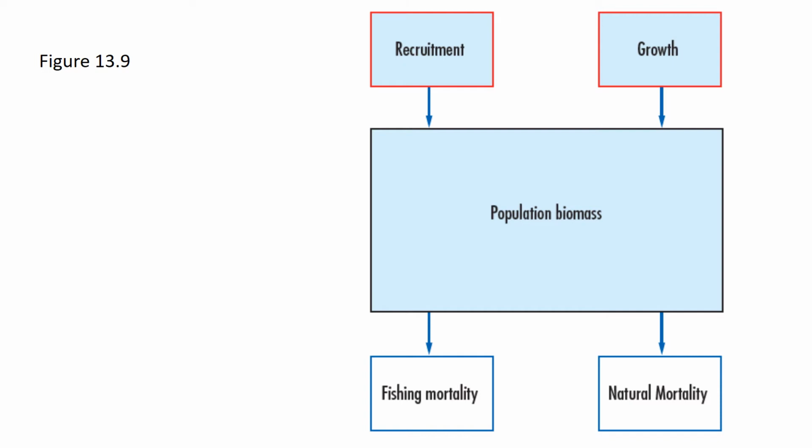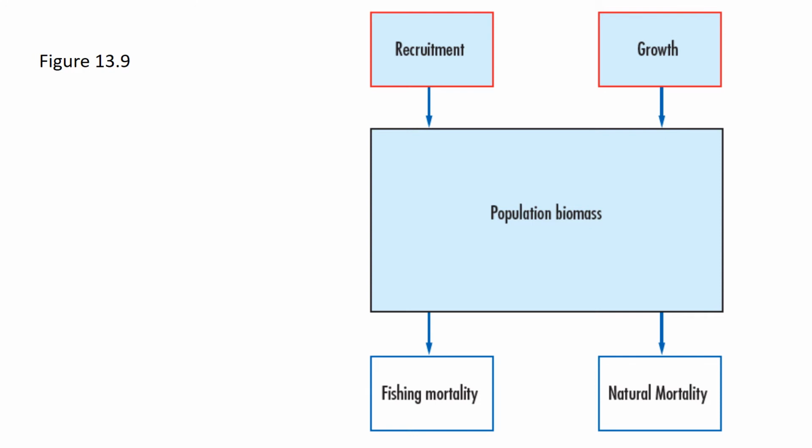So in any one year, the number of recruits to the fishery are one of the factors that will determine an increase in population biomass. So in good years of recruitment, we will see a large increase in population biomass, and in poor years of recruitment, this will not contribute so much to a change in population biomass. Secondly, over the course of 12 months, the fish will grow. So the amount of growth in the existing fish within the population will also contribute to increasing population biomass.